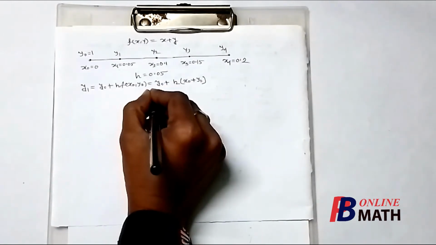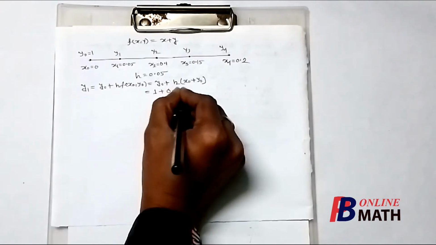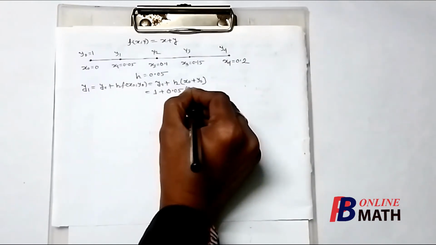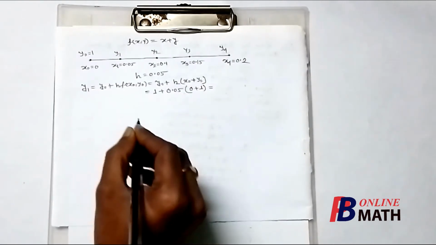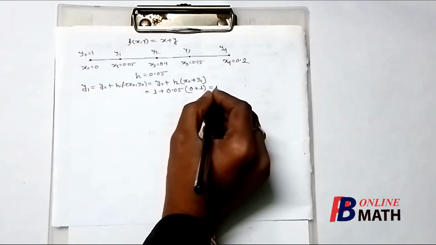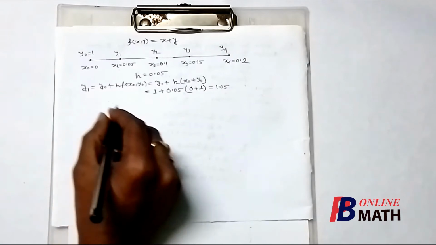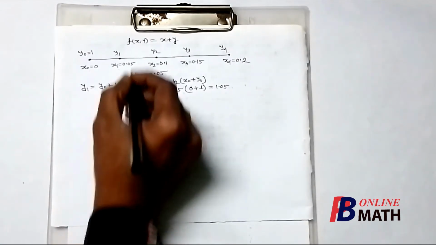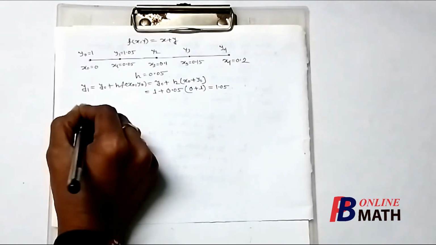Now y0 equal to 1. Now h equal to 0.05, x0 is 0 and y0 is 1. So using the calculator we find that this value is 1.05. So we have obtained that y1 is equal to 1.05. Next we shall find y2.